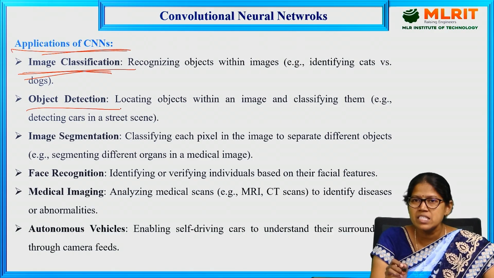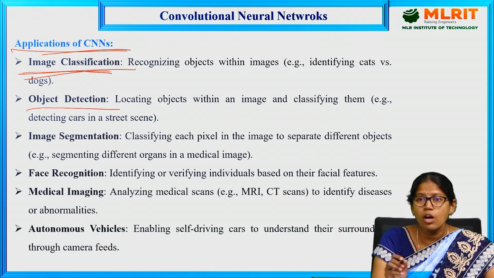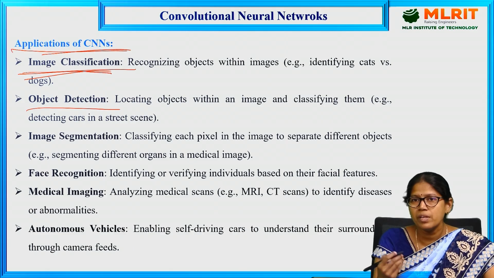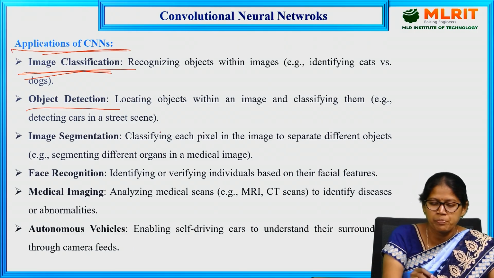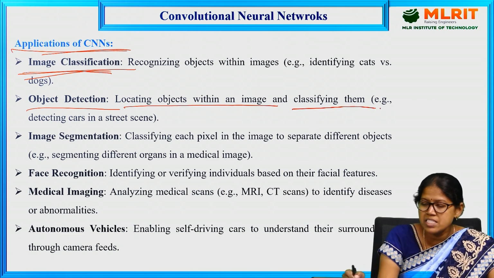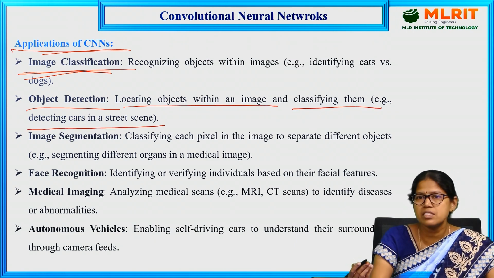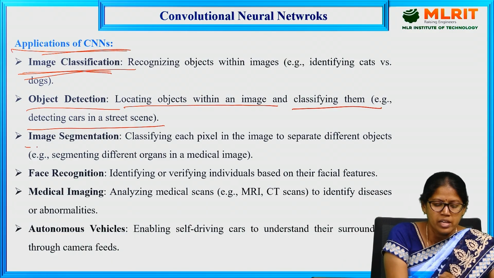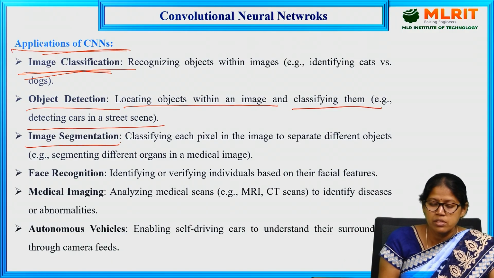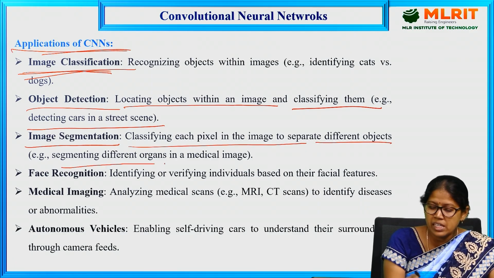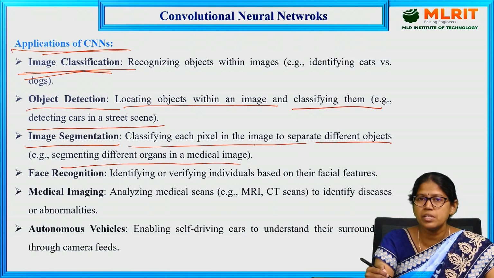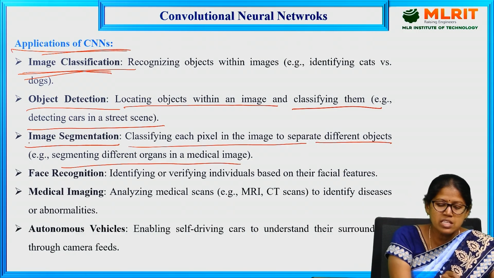Next, object detection. Not only classifying images, it will also detect the objects surrounding. For example, in traffic signals, it will draw boxes around the objects too. Locating objects within an image and classifying them. Example, detecting cars in a street scene. Next one is image segmentation. Classifying each pixel in the image to separate different objects, like segmenting different organs in a medical image. For example, in an MRI scan, it will separate all the organs in different ways. So that is image segmentation.